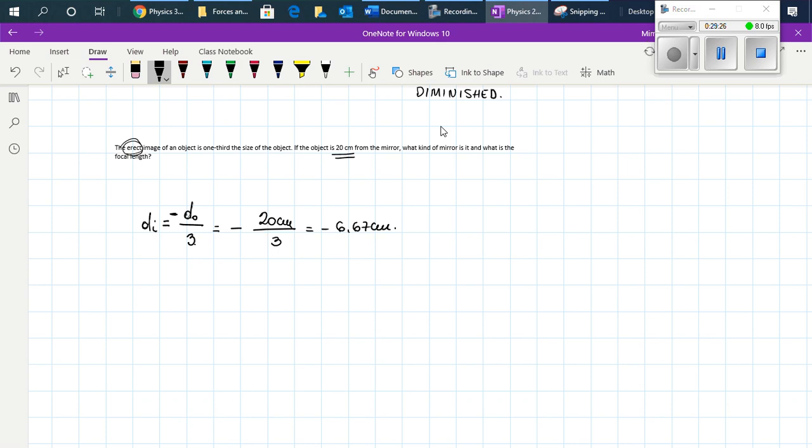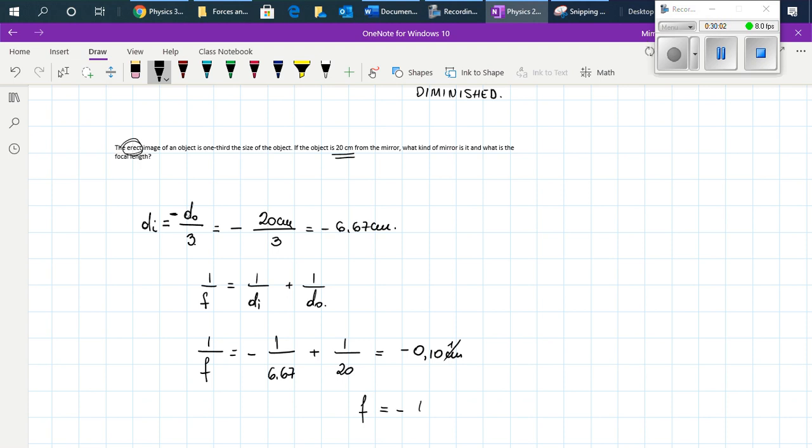Okay. Now, on the other hand, the mirror equation is 1 over f is equal to 1 over di plus 1 over do. So this will be 1 over f is equal to negative 1 over 6.67 plus 1 over 20, which will be in 1 over centimeters, which means that the focal length is negative 10 centimeters. So that means that the mirror that the problem is presenting here is a convex mirror, or a diverging mirror.